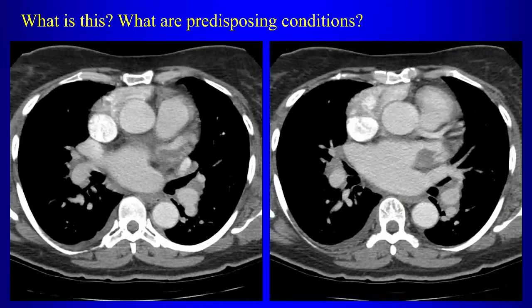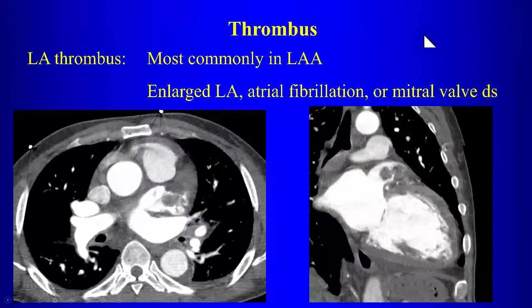We have two CT scans here. What's the abnormality and what's the predisposing condition? Right, so there's a filling defect here within the left atrial appendage. So what do you think that represents? Right, so that's most likely to represent a thrombus. And what are the predisposing conditions? Sure, atrial fibrillation. Also, the patient has an enlarged left atrium. Also, mitral valve disease. Mitral valve disease is also a predisposing condition to thrombus within the left atrium.